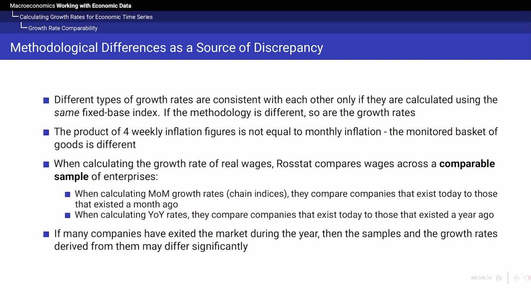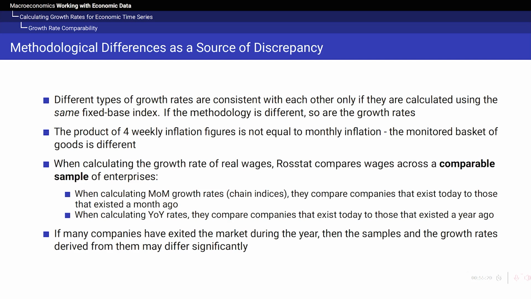The final note that we will make is related to the potential sources of discrepancy between different kinds of growth rates and economic indicators in general. As discussed above, all types of growth rates can be derived from the fixed base index. However, if the underlying indices are built using different methodology, growth rates cannot be compared. For example, in Russia, Rosstat publishes flash CPI estimates every week. However, if we calculate the change in prices over 4 weeks of the same month and cumulate this change, it will not be equal to the actual inflation rate for this very same month.